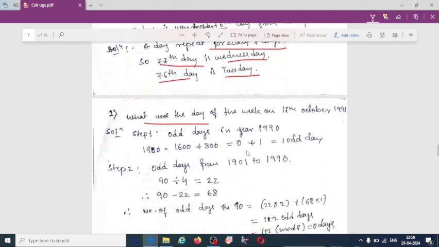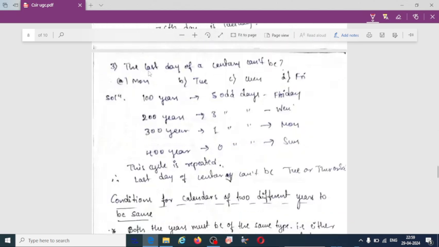What was the day of the week on 17th October? I have already solved this. Now, about the last day of a century, you must follow the number of odd days in the particular century: 100, 200, 300, 400. As I discussed earlier, 100 years has 5 odd days, so that is Friday. 200 years, 3 odd days, Wednesday. 300 years, 1 odd day, Monday. 400 years, 0 odd days, Sunday.